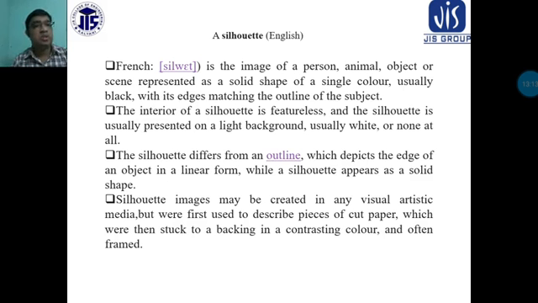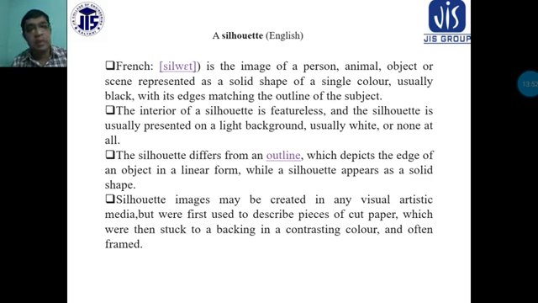This is a solid shape of any type of object in a single color, usually black, with its edge matching the outline of the subject. This is the English consideration, and the French also call it silhouette. It comes from an image of people, animals, or objects, in a single color, usually black, with its edge matching the outer outline of the subject.